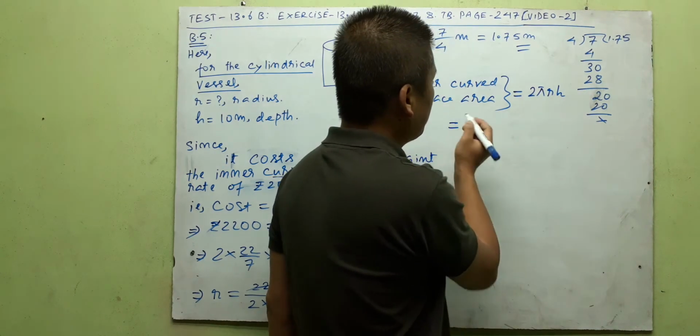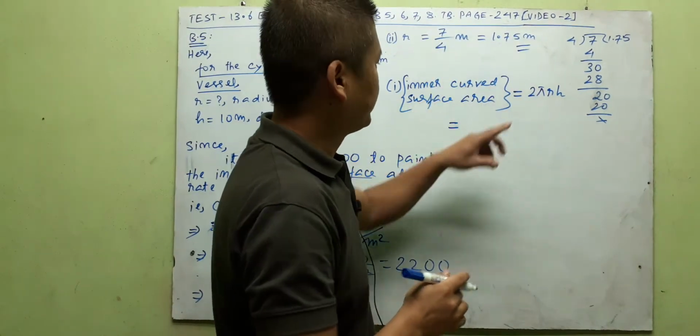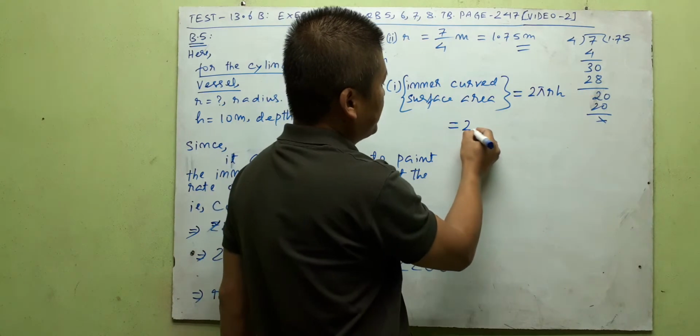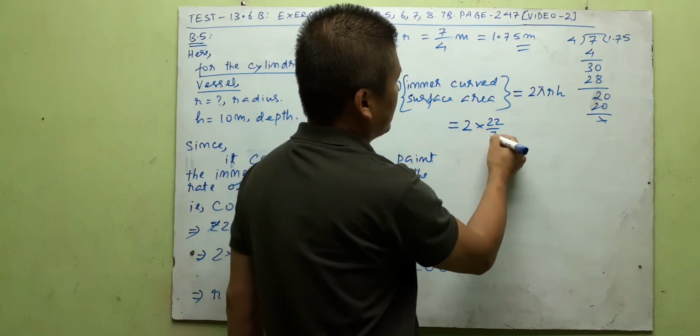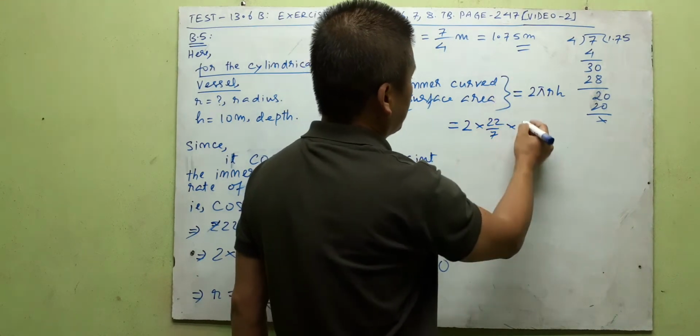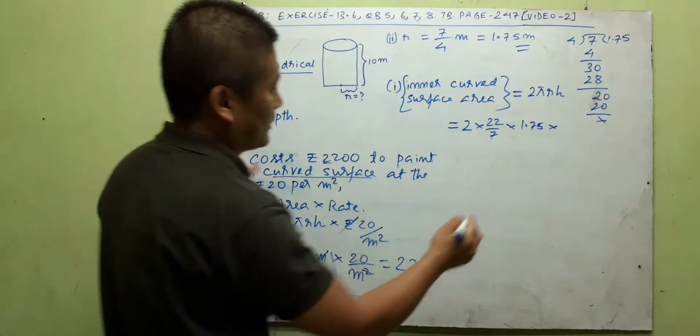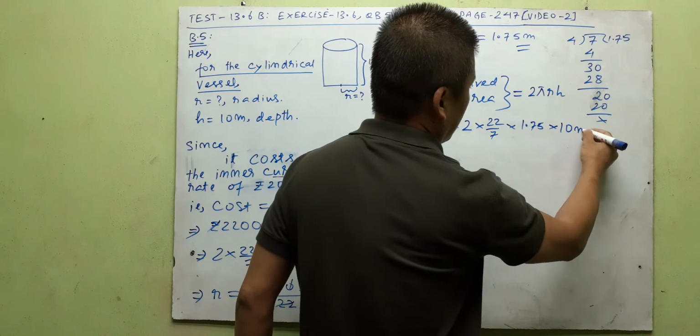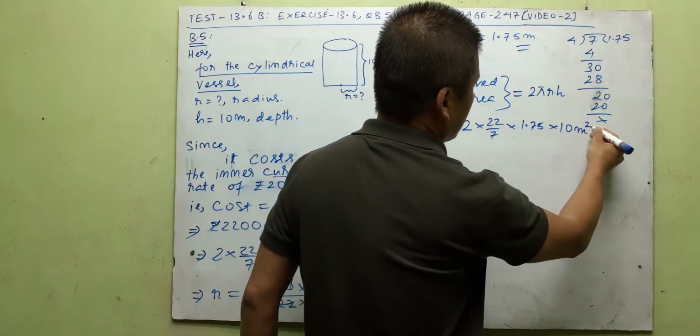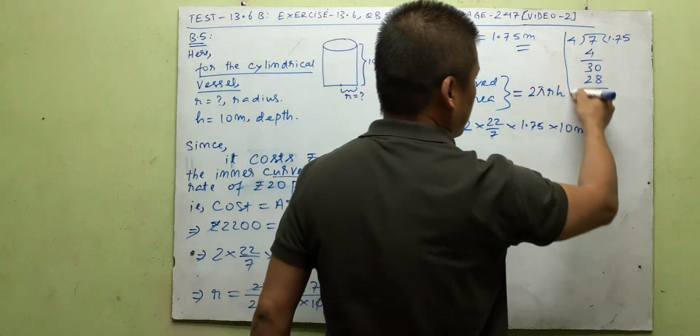So we can do that now because we now know R. See here, R is there. So 2 into 22 by 7 into R here is 1.75, and H here in the beginning is 10. So we can just put that value. Area means double dimensional, so meter square. This portion is rough, okay?